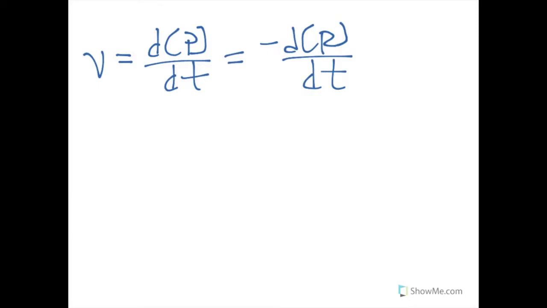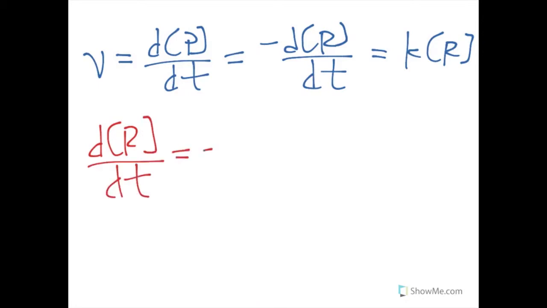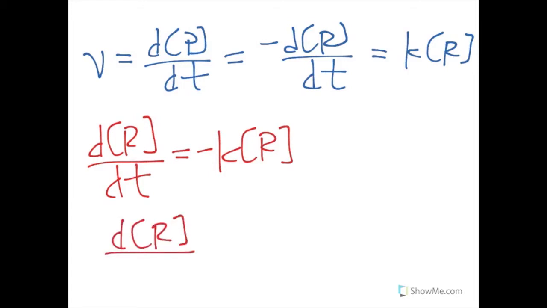But we also know that v is equal to k[R]. So we can rearrange a bit and get all of the R terms together. And let's just say d[R]/dt is minus k times the concentration of R. And rearranging now, we get this. We get the concentration as a function of time, which is usually what we want.